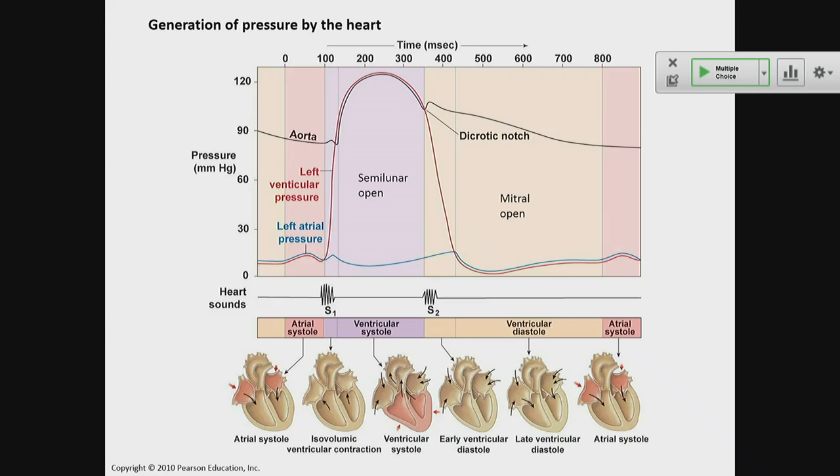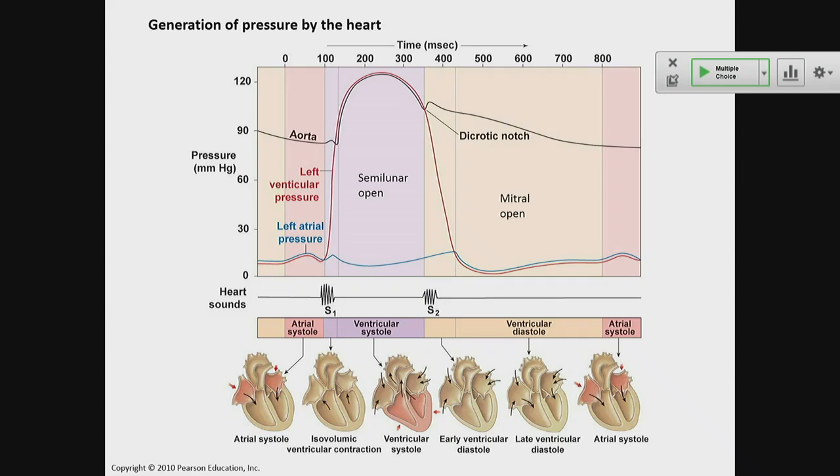So you have a phase where the ventricle starts contracting, but it needs to build up pressure until it reaches the aortic pressure, okay? And during this entire phase, both of the valves are shut. And then when the pressure in the ventricle is approximately equal to the pressure in the aorta, the semilunar valve will open, and that's when the ejection of blood is starting.